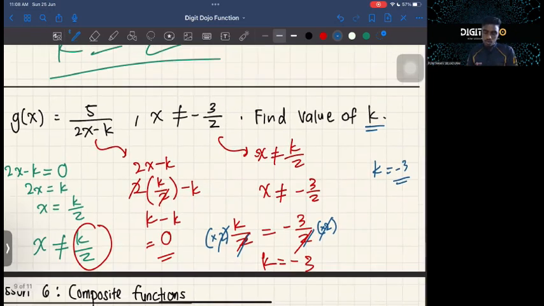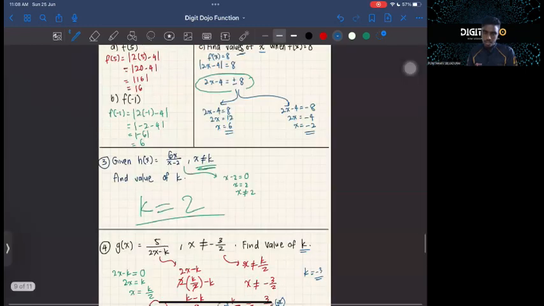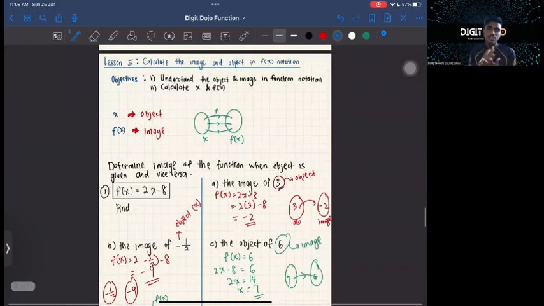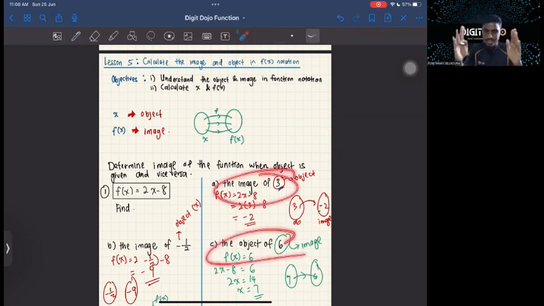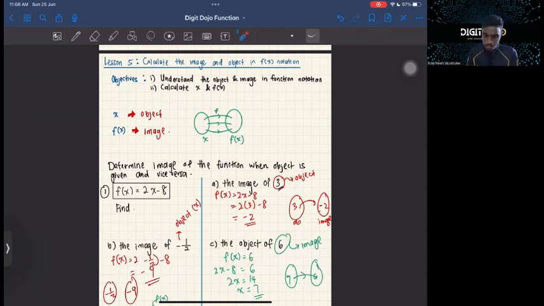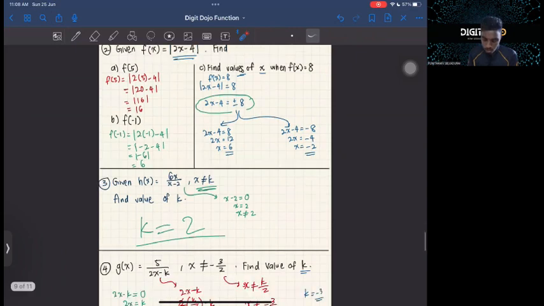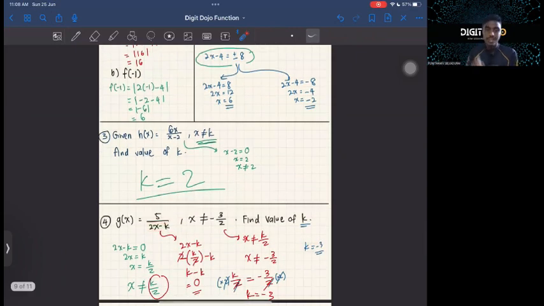Okay, so just review the questions back slowly. All right, it's a very simple lesson for today. You just have to know what is your object. X is your object and your image is your f of x. Because this type of question they can ask you, and you have to understand what is object, what is image. And for this type of question, the fraction, it's very important. Remember, the denominator can never be 0, but put it equal to 0 just to know the value which can lead the denominator to 0. Okay, and then find the value.